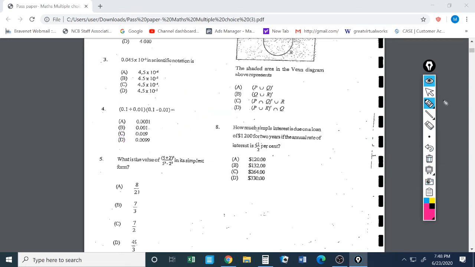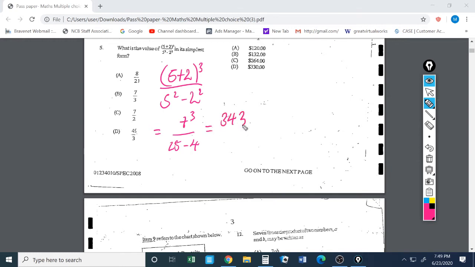All right, let's look at this question now. This question is actually kind of interesting to me. It says, what is the value of 5 plus 2 to the 3 over 5 squared minus 2 squared? The top is actually going to end up being 7 cubed, and the bottom, 5 squared gives us 25 minus 2 squared, which is 4, so we're going to end up with 343, which is 7 cubed, over 21.